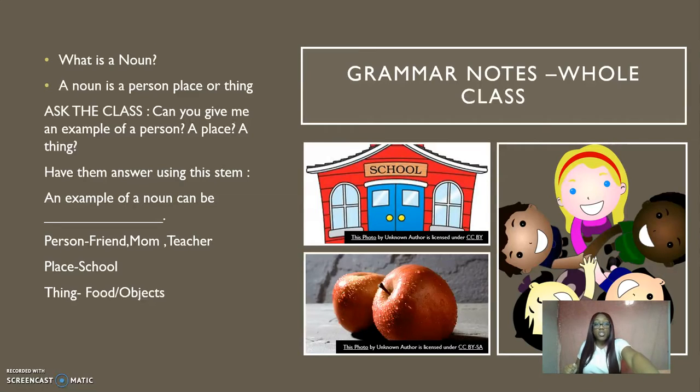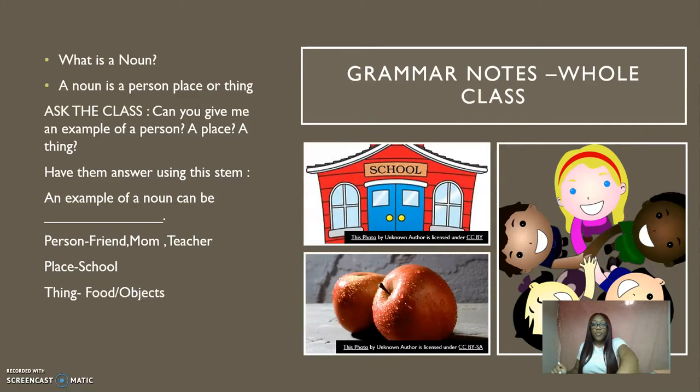And then I will instruct them to answer the question using the stem. So before John answers the question, Miss Hughes is going to show you how I want you to answer the question, okay? An example of a noun can be blank, okay? So an example of a noun can be me, a teacher. A teacher is a noun. A teacher is a person. John, can you give me your answer using this sentence stem, please? And then you will let the student answer using the sentence stem.